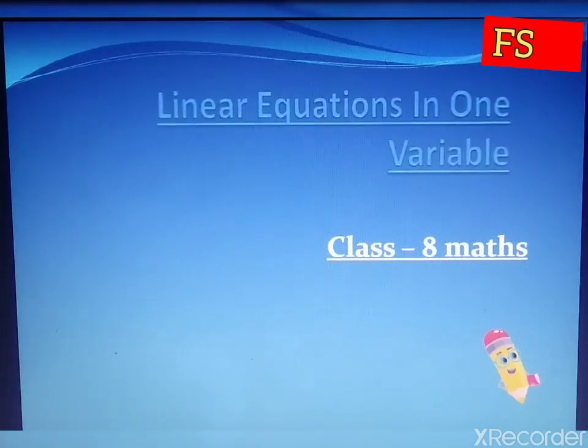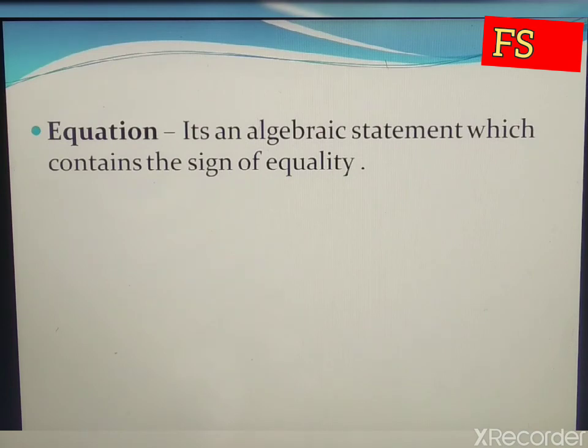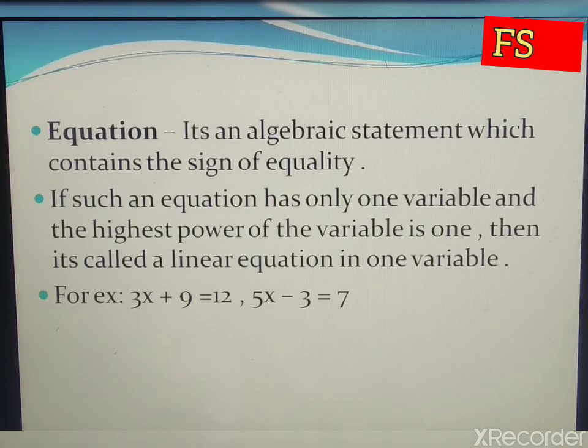Students, today we'll be learning about linear equations in one variable. Now what is an equation? It is an algebraic statement which contains the sign of equality. If such an equation has only one variable and the highest power is also 1, then it is called a linear equation in one variable.